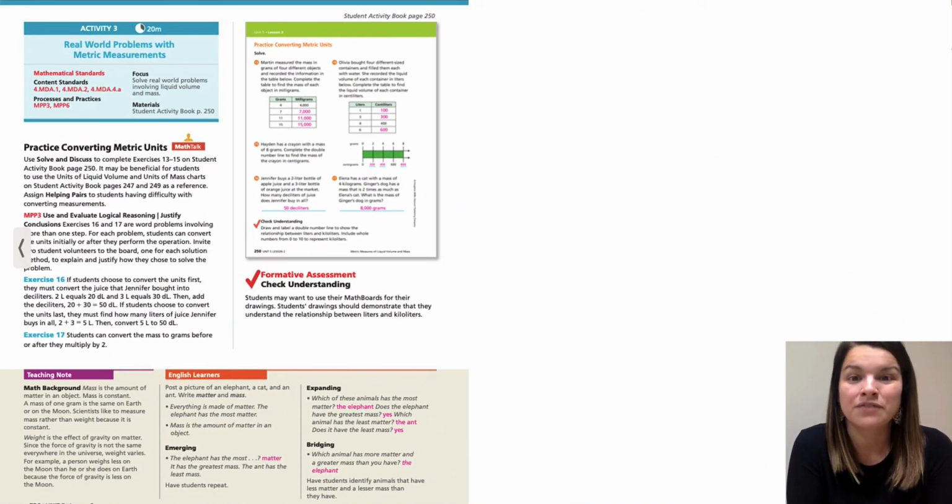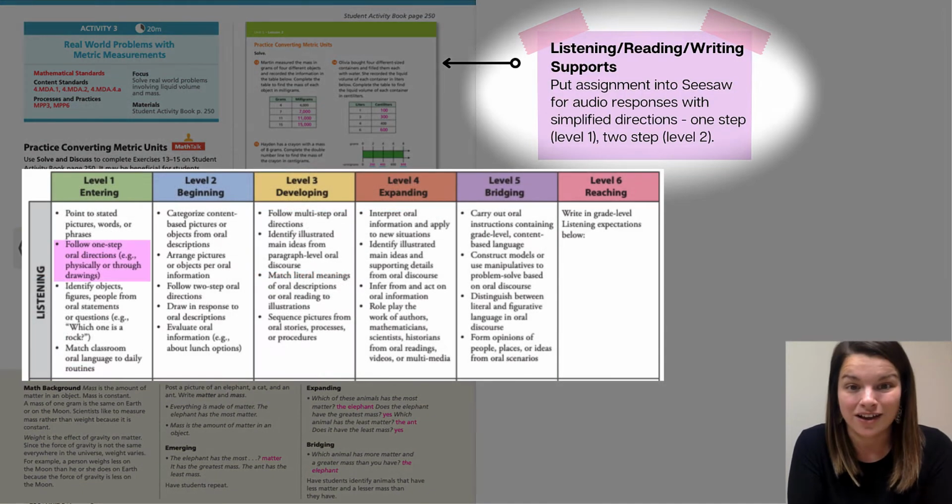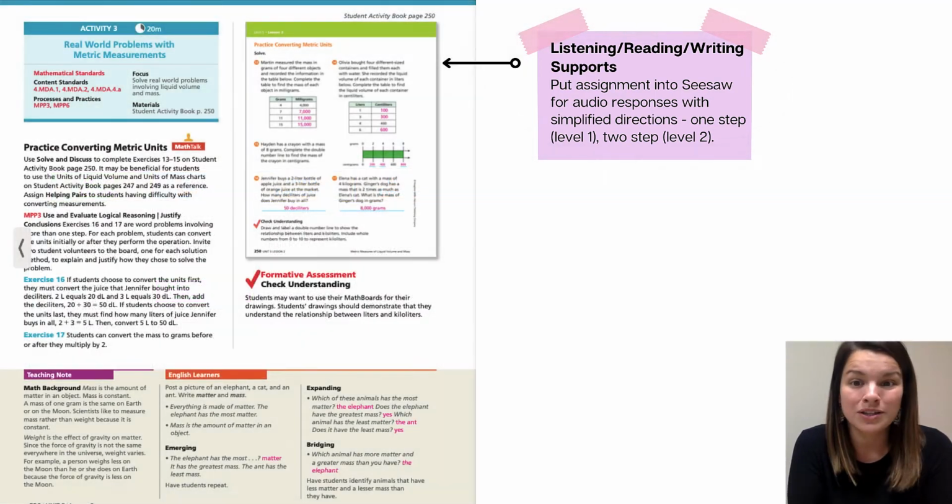Activity 3 brings in real-world problems. I know from past experience that my students are most likely going to struggle with this activity. I've adapted the directions on Seesaw to include 1-step directions for my Level 1 students and 2-step directions for my Level 2 students. I've also reworded the word problems to include simplified language.